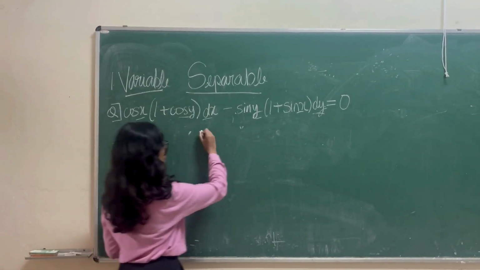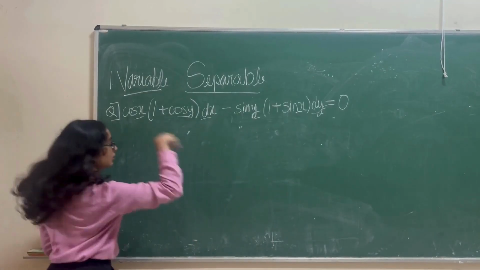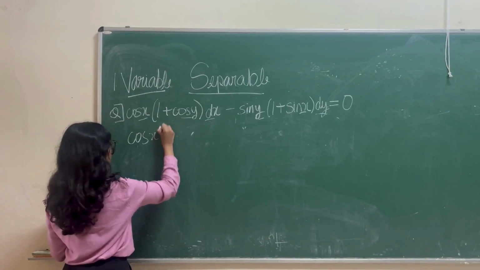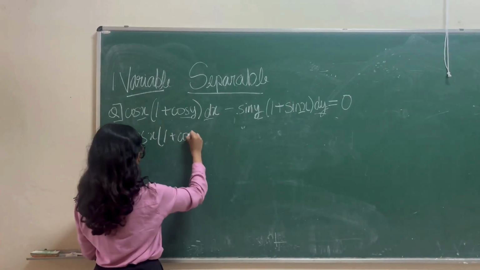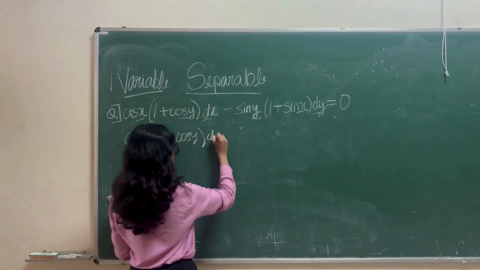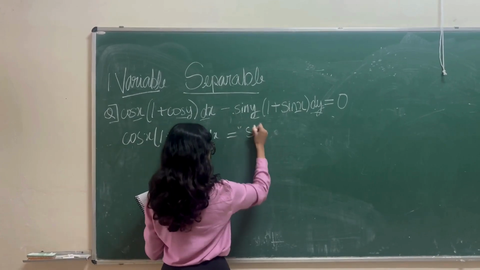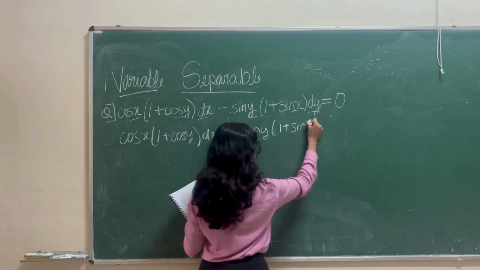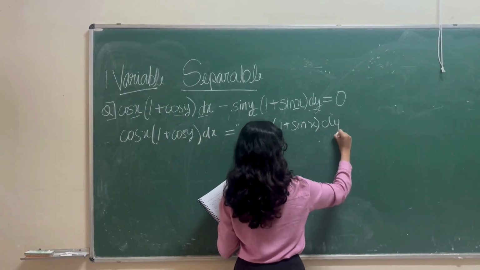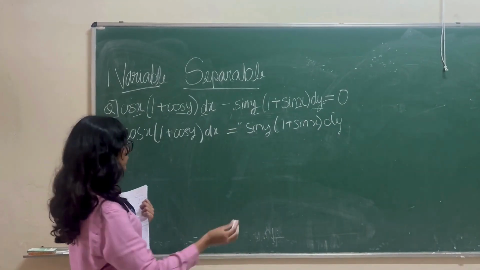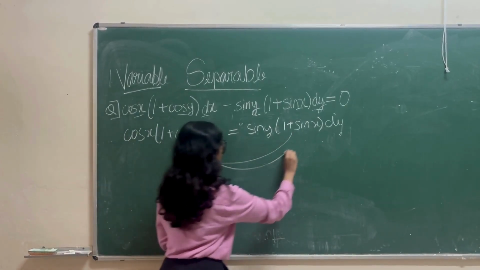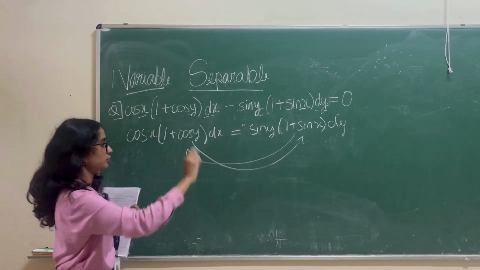All you need to do is just transpose this to the right hand side of the equal to sign. So, cos x (1 plus cos y) dx is equal to sin y (1 plus sin x) dx. Now, we know that all the x terms have to be this side, and all the y terms have to be this side. So, we're just going to move them around.